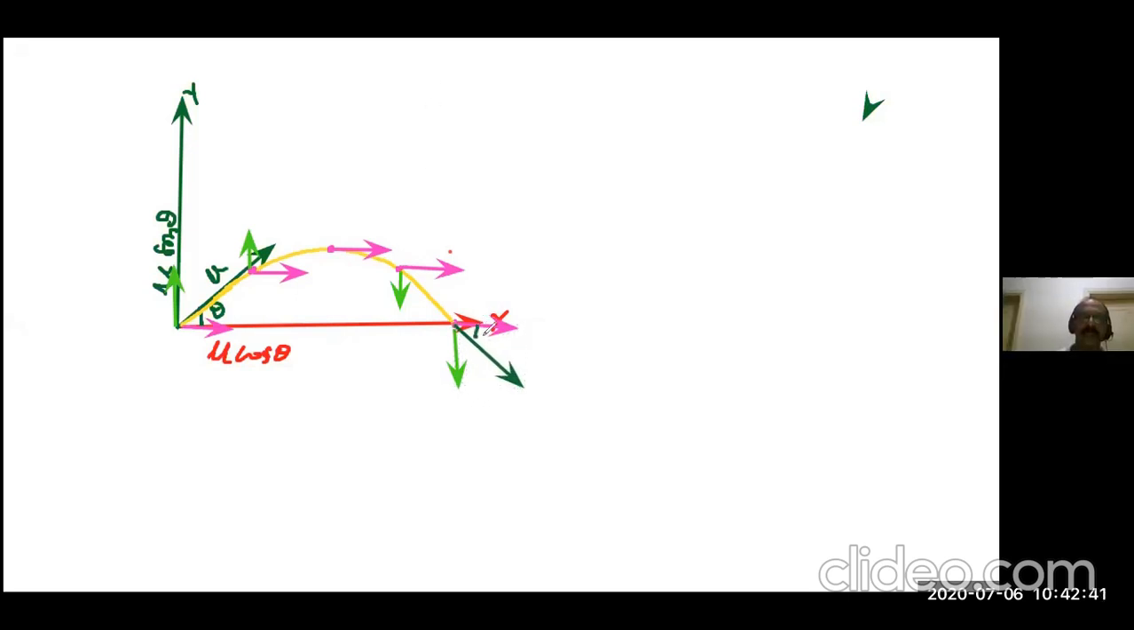Same angle theta will come here. So this is uy. This is ux. So at this point, this is uy. Here uy is equal to 0. At maximum height, uy is equal to 0. Here uy downward, minus negative, is again uy downward.